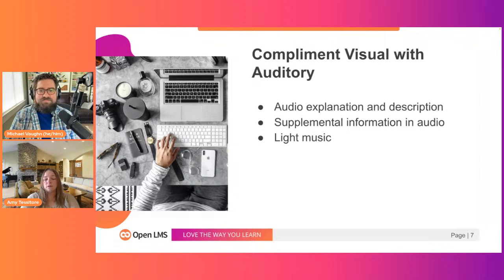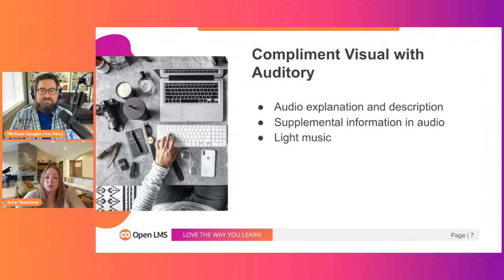Like Michael and I talk about frequently, when it comes to anything audio related, the quality of your audio matters more than almost anything else. So make sure that you have a nice rich audio with not a lot of background noise. You don't sound like you're in a tin can. You're drawing attention where you need to draw attention based off the intonation in your voice. You are articulating and enunciating well. These things are all important.